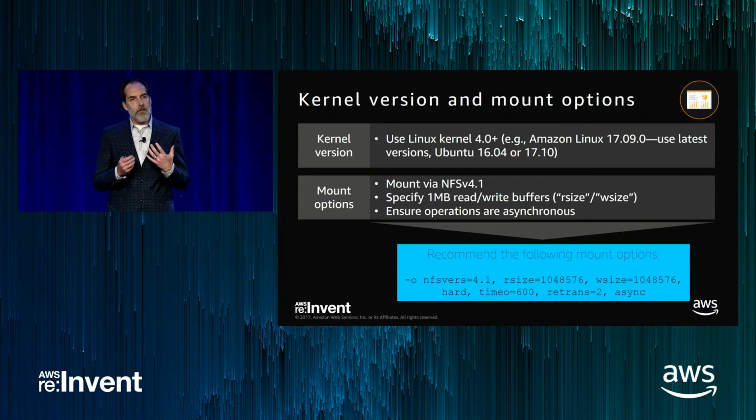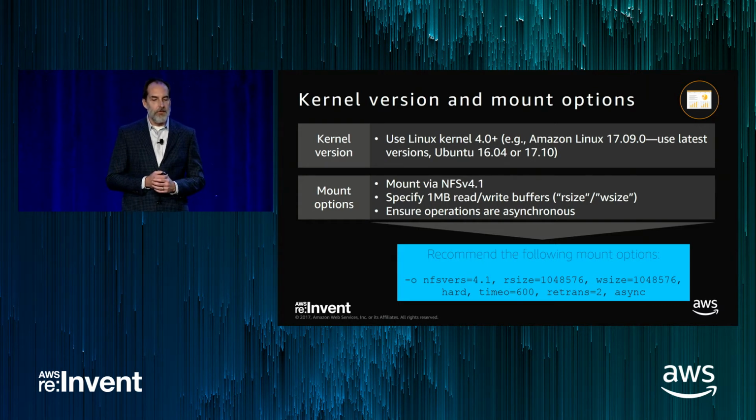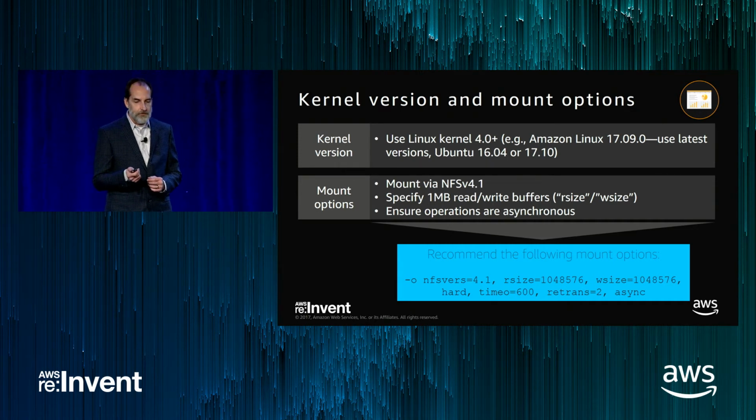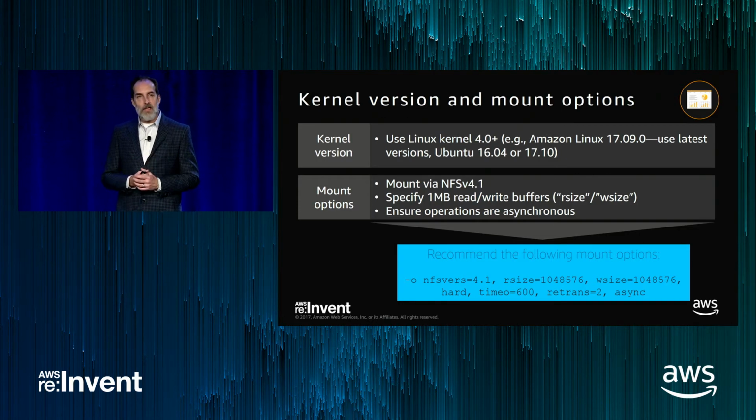There are a number of mount options that you can use to mount NFS systems. We recommend the default mount options when mounting EFS to an EC2 instance. We recommend Linux kernel 4 and above. And we also recommend using NFS client 4.1. One of the options that we do recommend is the 1 megabyte read and write buffer size, but that's really one of the defaults. All of these mount options are available. You can read about them in our documentation.